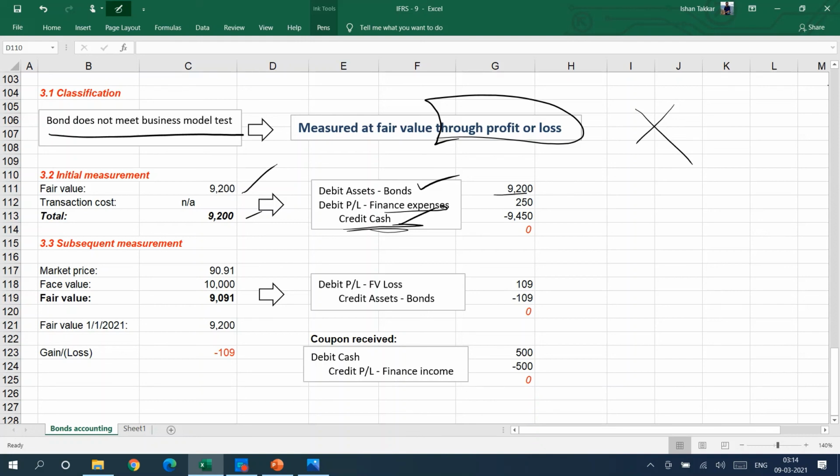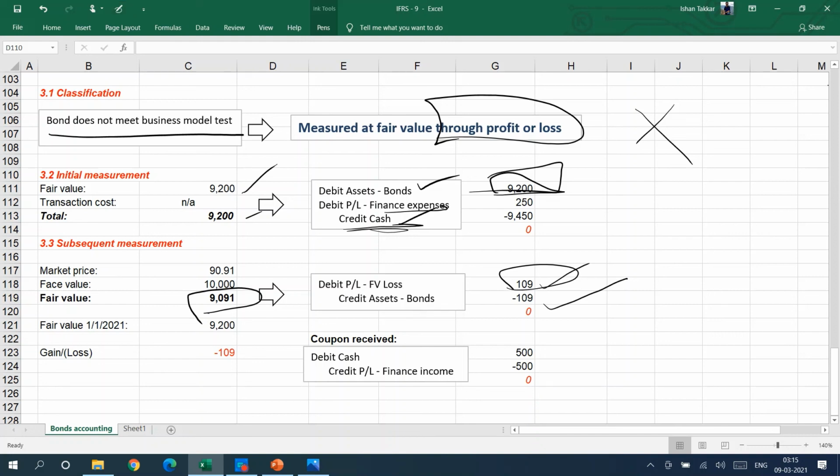In the balance sheet, it was at a value of 9200 at which you purchased it. Its value reduced to 9091. So you will book your loss in P&L. In P&L, you will show a loss of 109 and the value of the asset will be decreased by 109. So the entry will be fair value loss account debit to the bond. So debit P&L for fair value loss and credit the asset because its value got decreased.